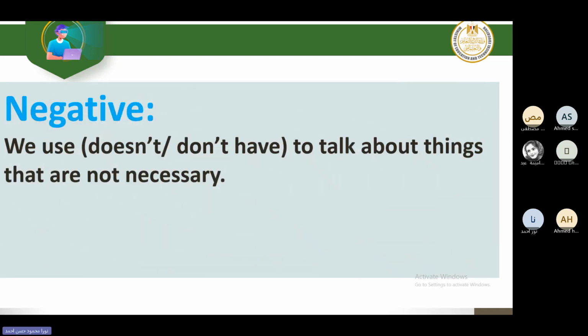What about the negative form? What is the negative of have to and has to? So the negative of have to is don't have to. And the negative form of has to is doesn't have to. We use doesn't or don't have to talk about things that are not important, that we don't have to do, right?